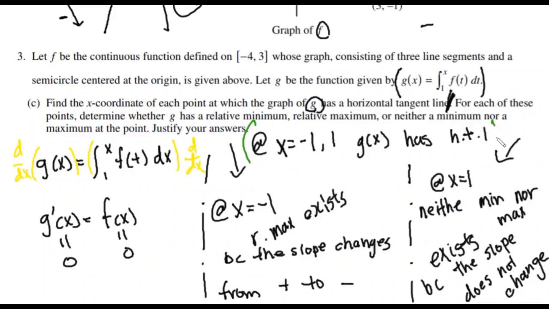We can say this part, the parenthesis part, will be the answer for the first part, and these 2 arrows, by proving negative 1 is a relative max and x equals 1 is neither min nor max, is the second part, determine whether. So there are 2 parts for this question, and we just answered all.